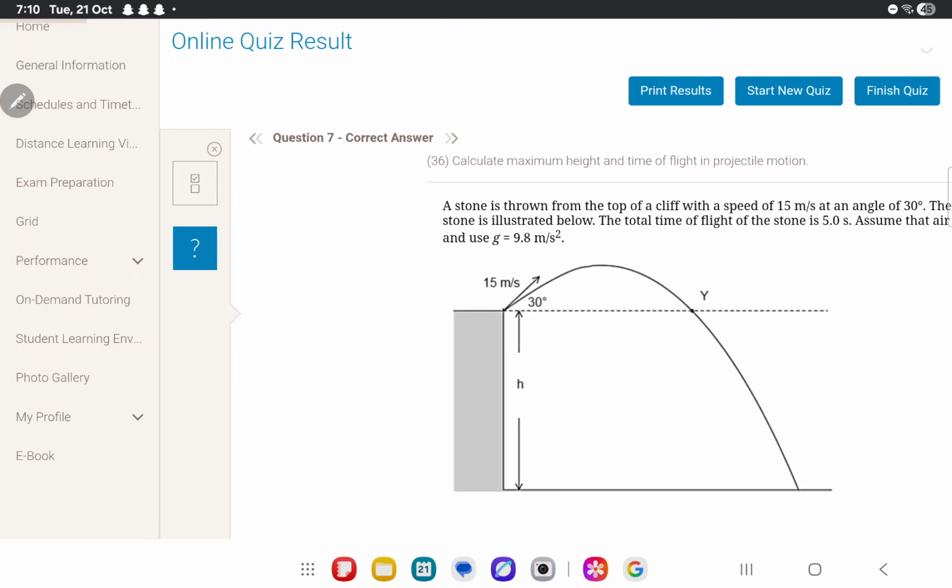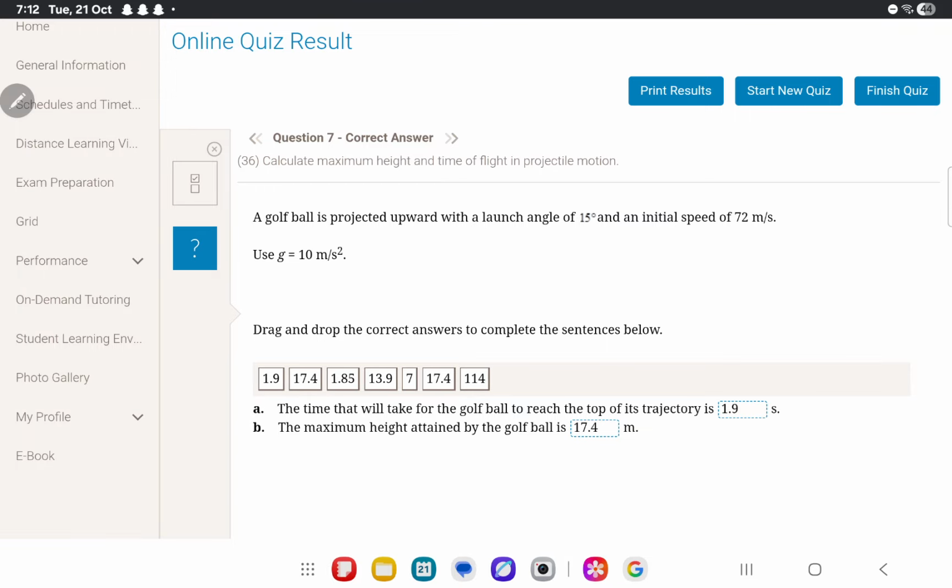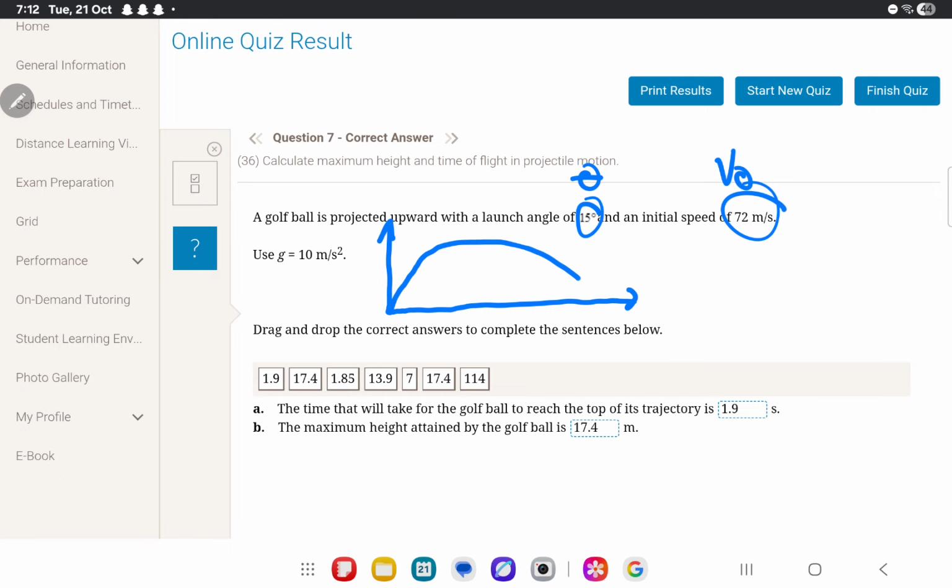Question 7. A golf ball is projected upward with a launch angle of 15 degrees. This is theta. Initial speed of 72 meters per second. This is v0. First of all, if it's not given, I always like to start by drawing a graph of my projectile motion, just so I can visualize what's going on. So I have it like this. This is slightly better, it's fine.